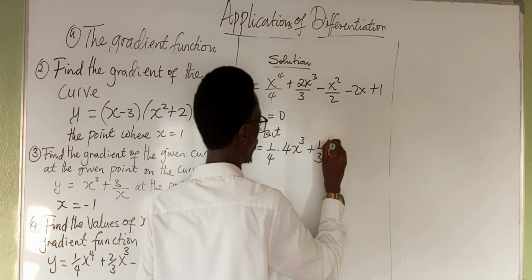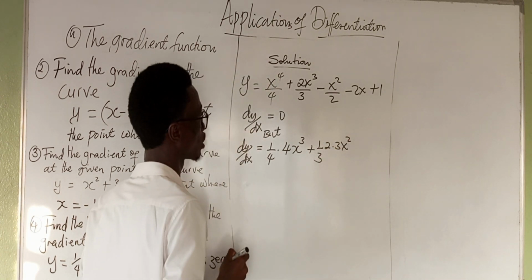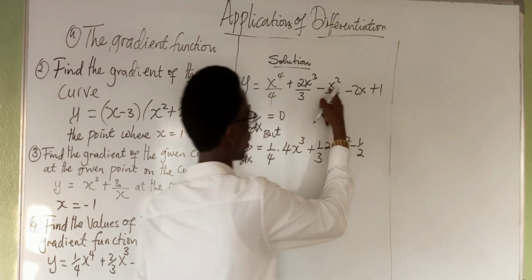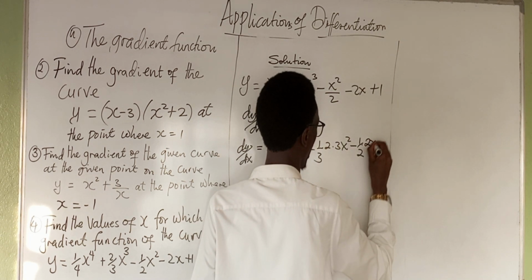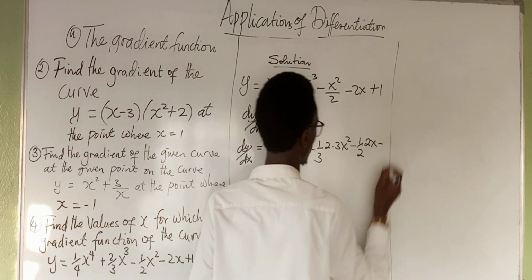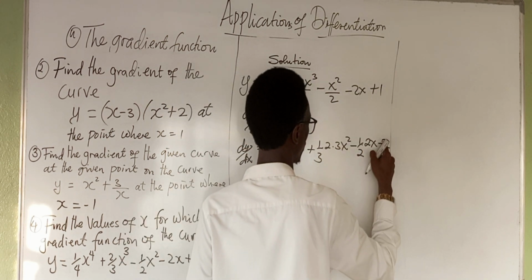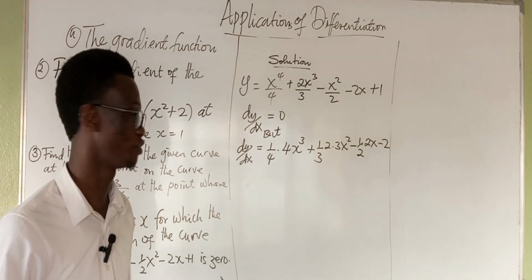Then you differentiate now. The 3 is coming down, x squared, minus you have the half. Now you have to differentiate this. Multiply, the 2 is coming down, x raised to the power 1, because you are going to subtract 1 here, minus. So when you differentiate 2x, you have 2. And when you differentiate a constant, you always have 0.